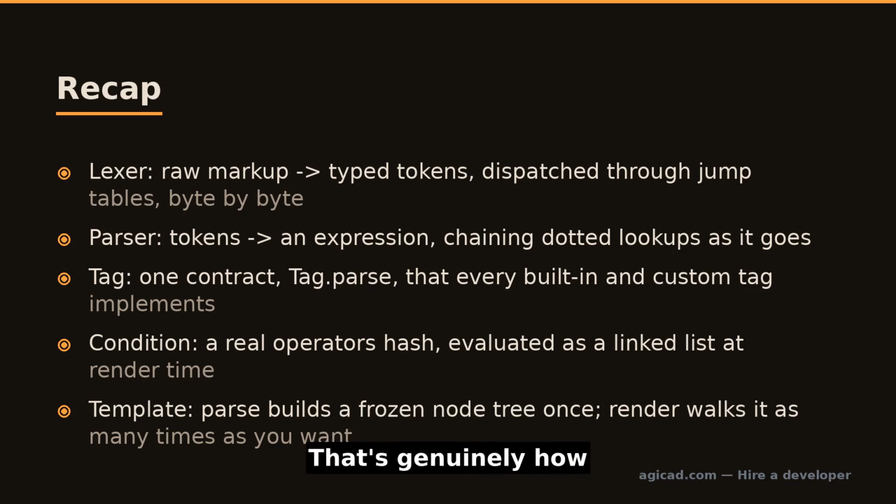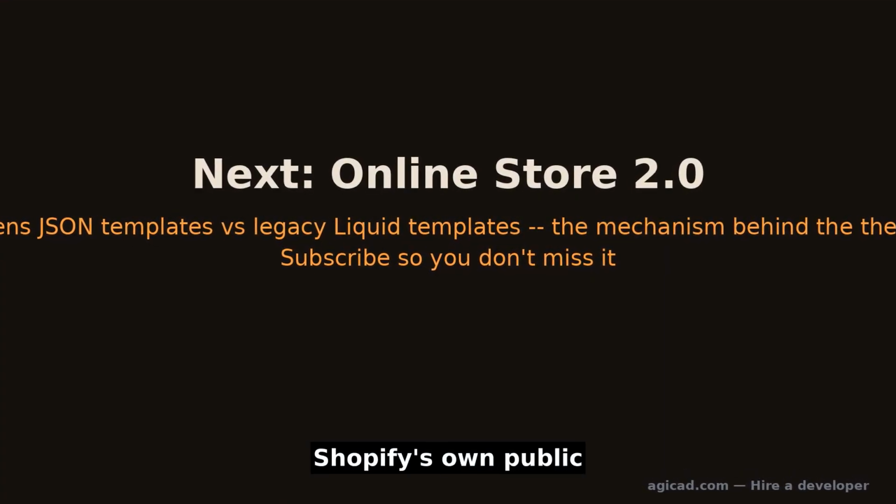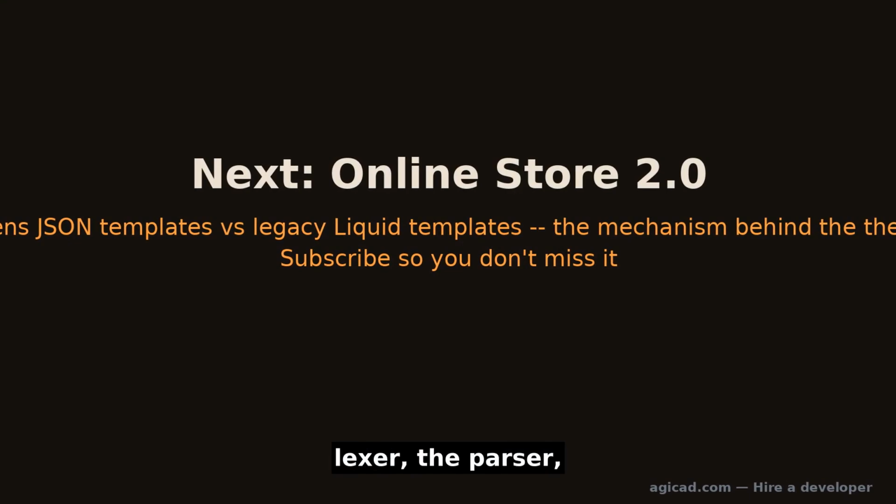That's Liquid's real interpreter, straight from Shopify's own public gem. The lexer, the parser, the tag contract, and the condition evaluator, every line verbatim. Part 3 goes one layer up, into Online Store 2.0, and opens exactly how JSON templates and section settings, which we saw briefly back in Part 1, actually work underneath the theme editor.